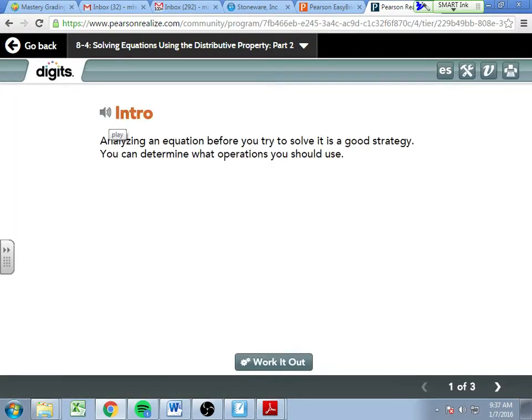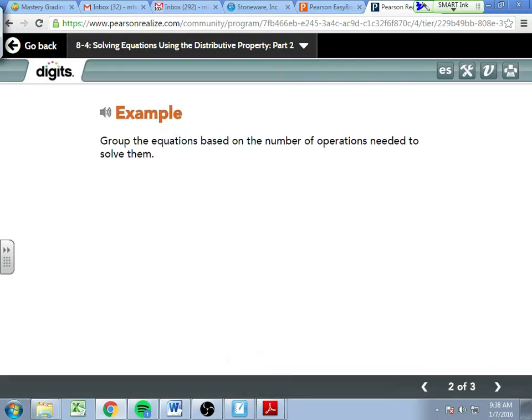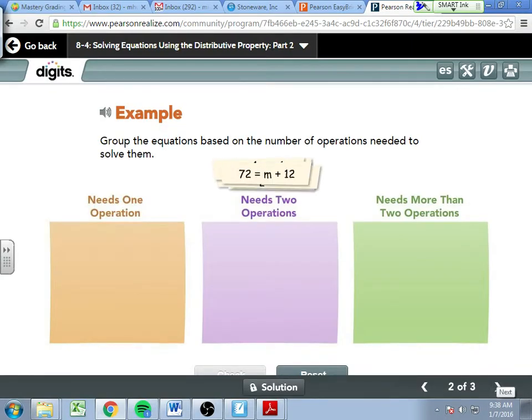So, when we're faced with these different types of problems, you want to take a second, back yourself up, and ask what needs done to this problem. You can't drag tiles on your paper, so I gave you lists. You want to write down the equations below those lists, whether it needs one operation, two operations, or more than two operations, which would be something that needs distributed, something where we have to do a lot of work.